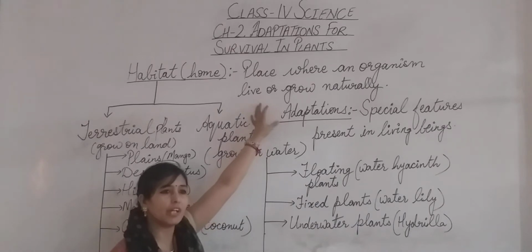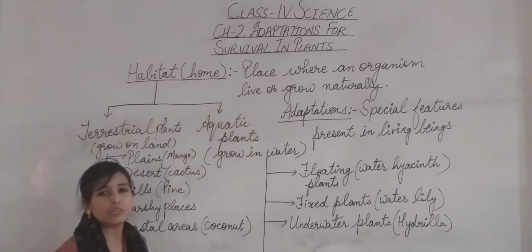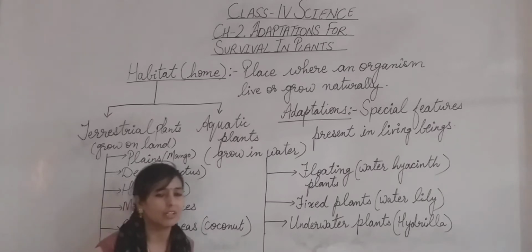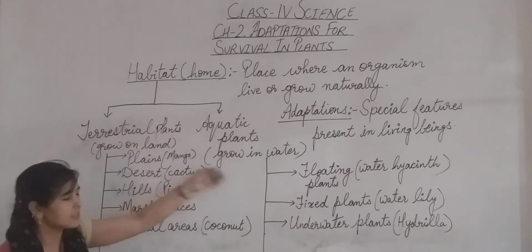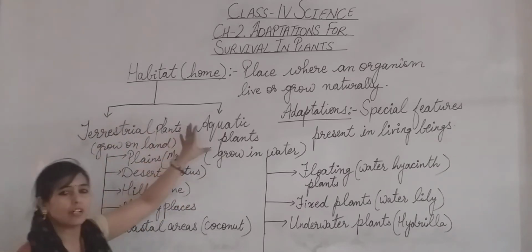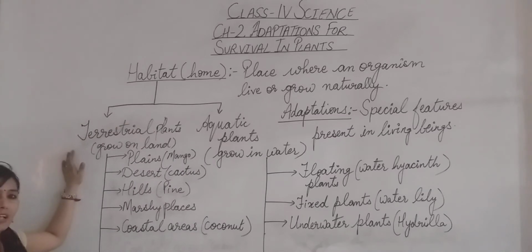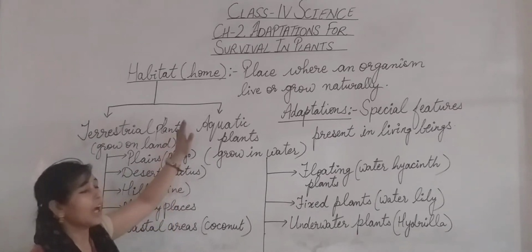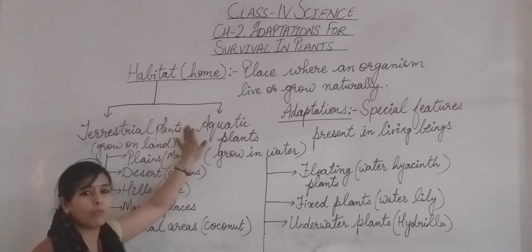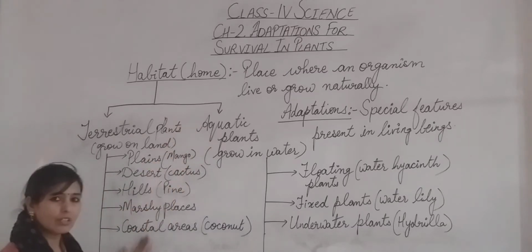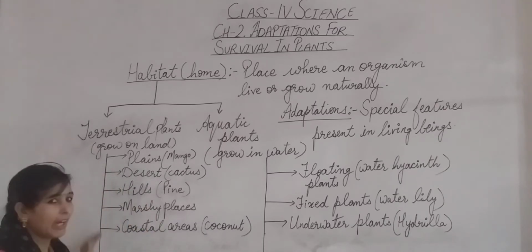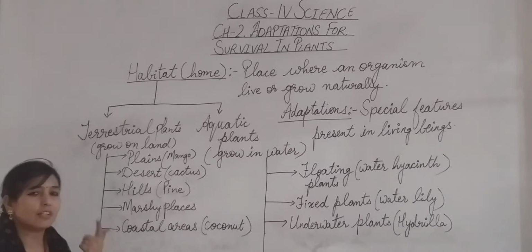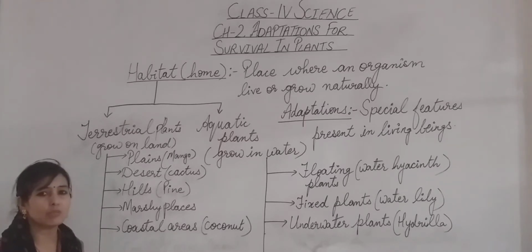In this chapter, we are going to talk about plants. Plants also develop some special characteristics. Plants' habitat has been categorized into two main parts. First is terrestrial and second is aquatic. Plants that live on land are known as terrestrial, and the plants that grow in water are known as aquatic. Terrestrial plants are again categorized into 5 main categories. First is plains, second is desert, third is hills, fourth is marshy places, and fifth is coastal areas.